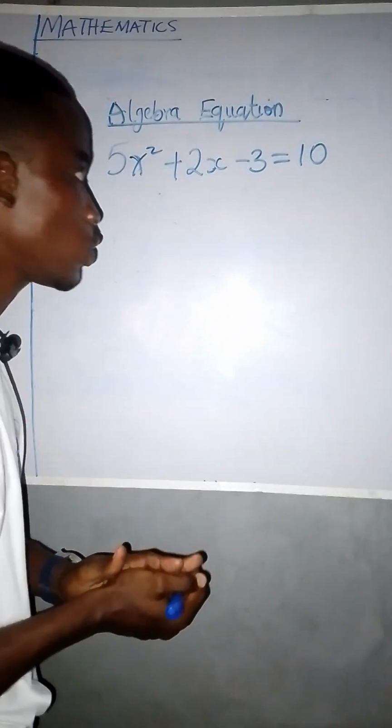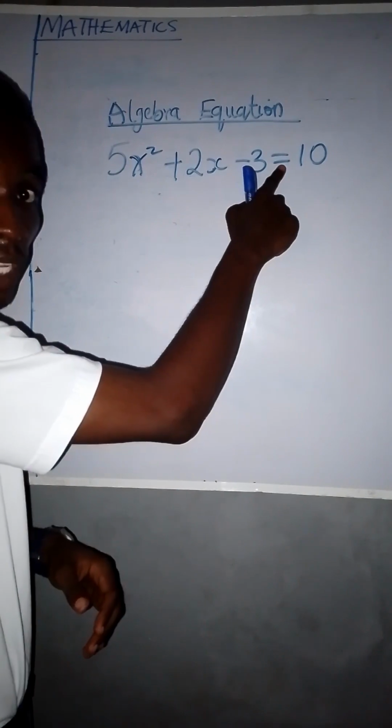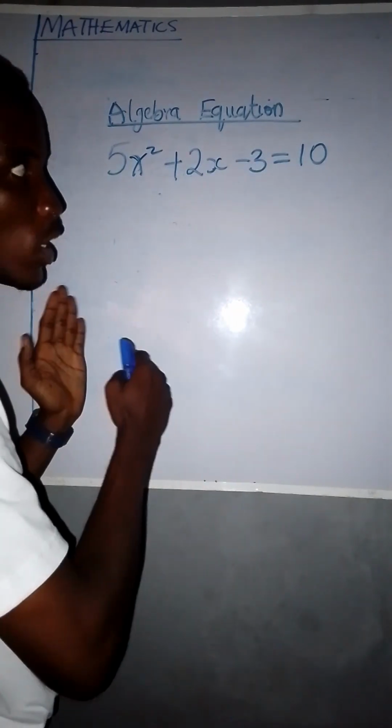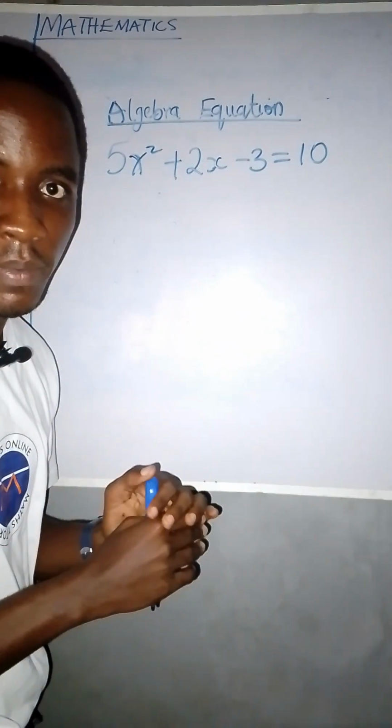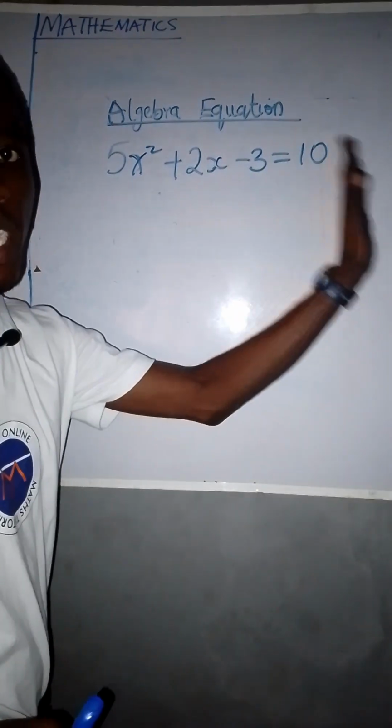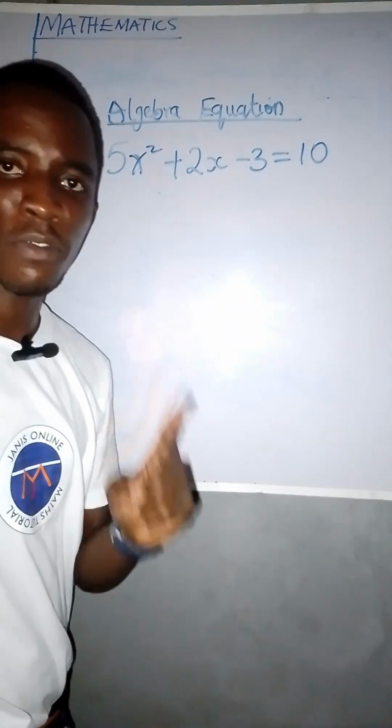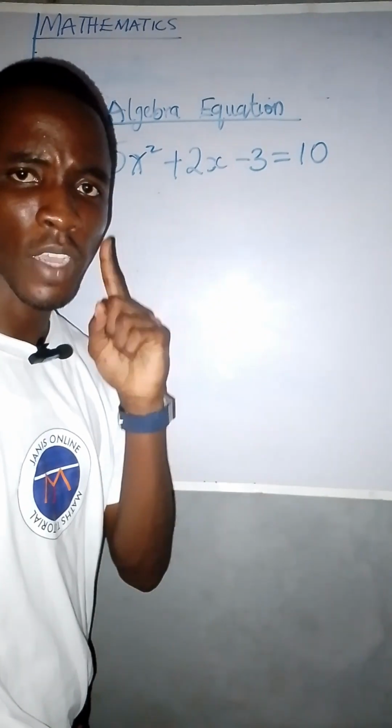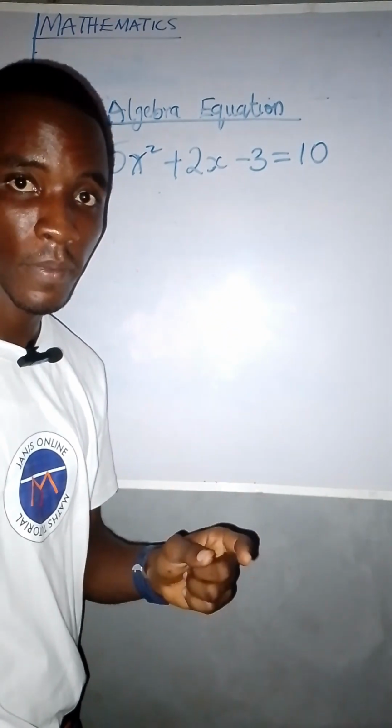It's an equation because it has an equal to sign, and also has an expression on the left hand side and a number on the right hand side. So you should be able to identify an equation when you have an equal to sign.